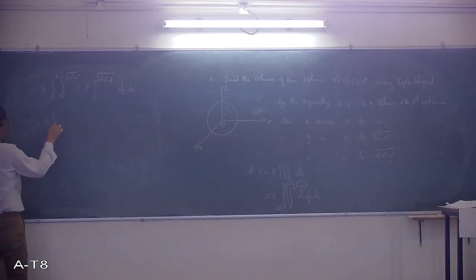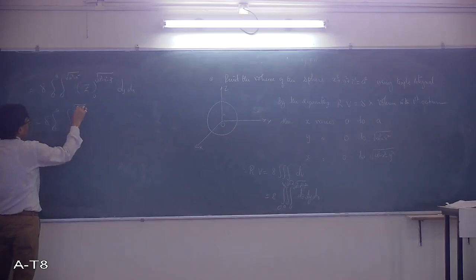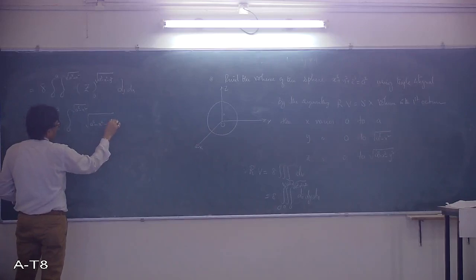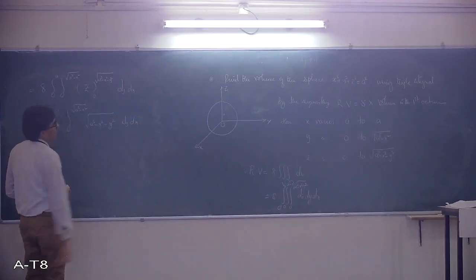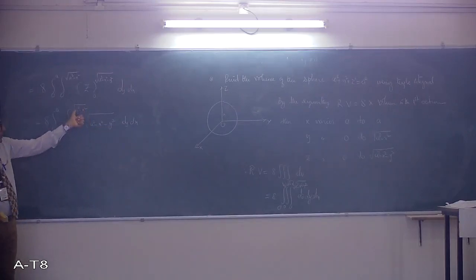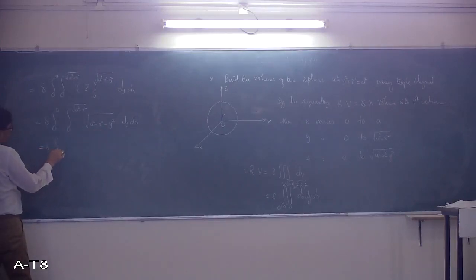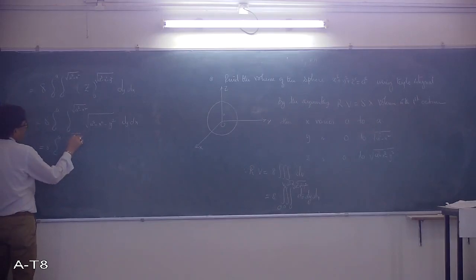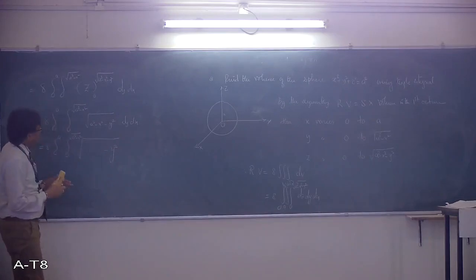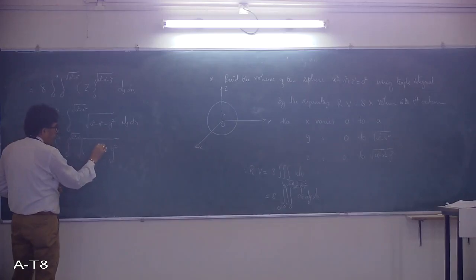Or this comes as 0 to a, 0 to root of a square minus x square, where you only substituted the upper limit, root of a square minus x square minus y square, into dy dx. Now this term should be integrated with respect to y, because x is in the limit, therefore first we have to integrate with respect to y. For that, you rewrite it as 0 to root of a square minus x square, the root with y as a variable, and a is constant and x should be treated as constant.